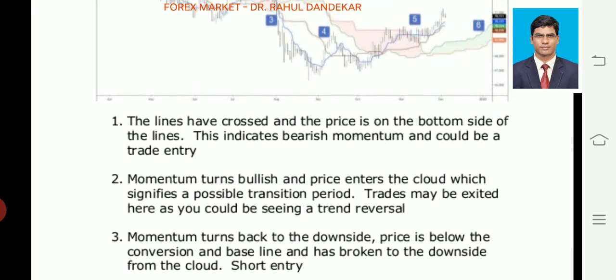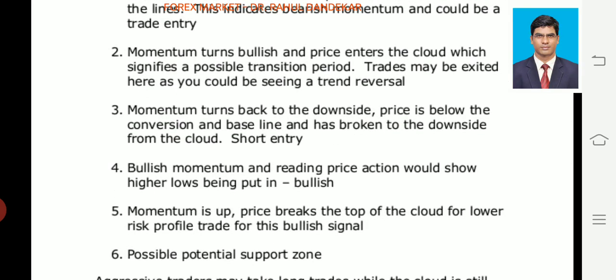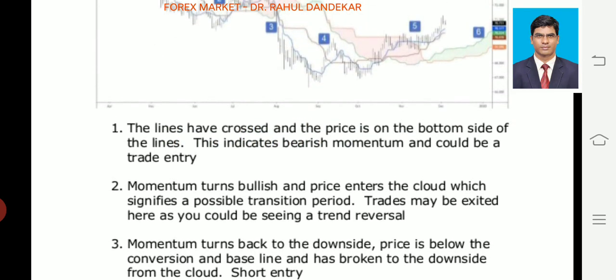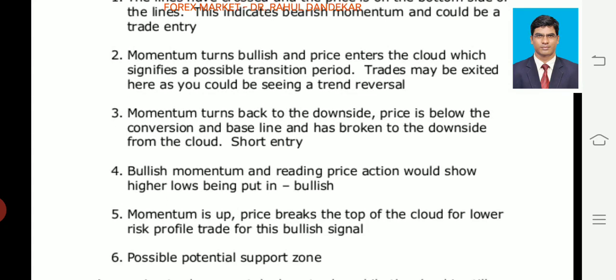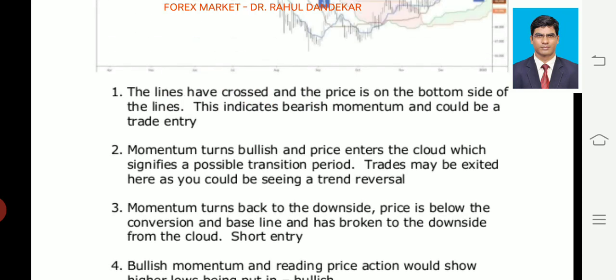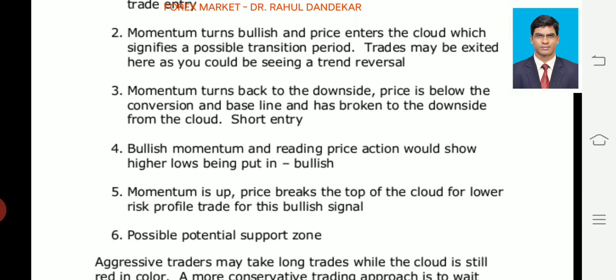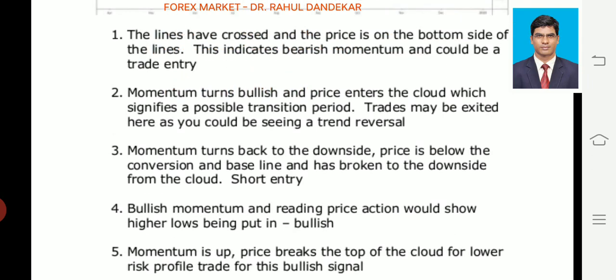4. Bullish momentum, and reading price action would show higher lows being put in, bullish. Bullish momentum is up. Price breaks the top of the cloud for a lower risk profile trade for this bullish signal. Possible potential support zone.